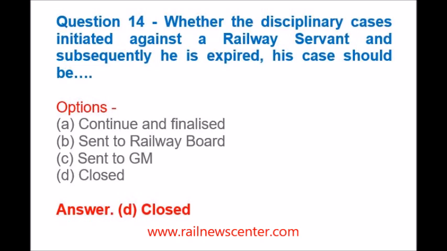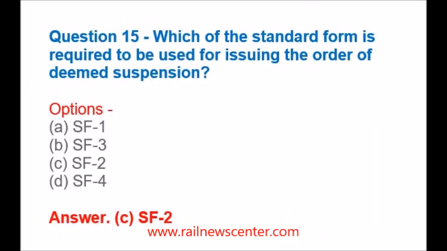Question 14. If disciplinary cases are initiated against a railway servant and subsequently he expires, his case should be. Options. A. Continued and finalized. B. Sent to Railway Board. C. Sent to GM. D. Closed. Answer. D. Closed.